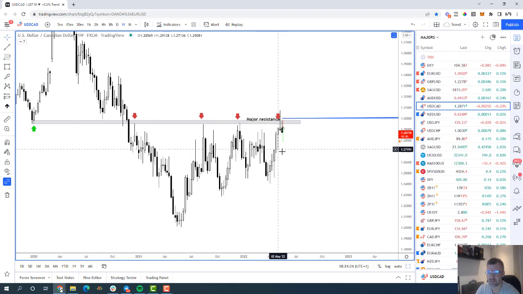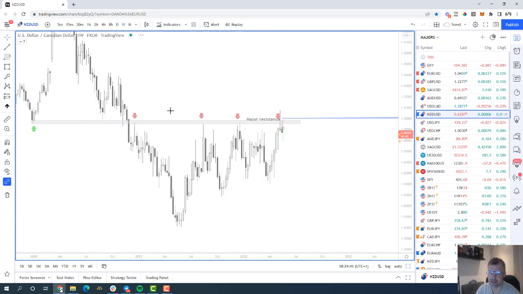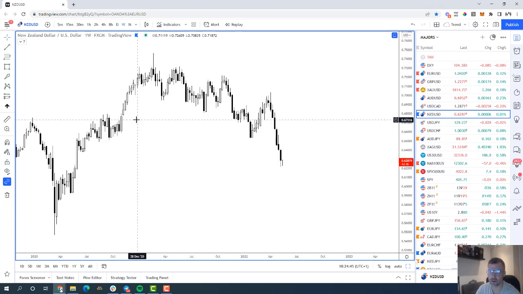That would be the first area I can see where buyers came in, where you really want to be looking at scaling out of some of your positions. So again, loads of pips up for grabs here on dollar CAD. And then last but not least, we can take a look at Kiwi Dollar. This has got lots of confluence here, again, like dollar CAD, like euro dollar.